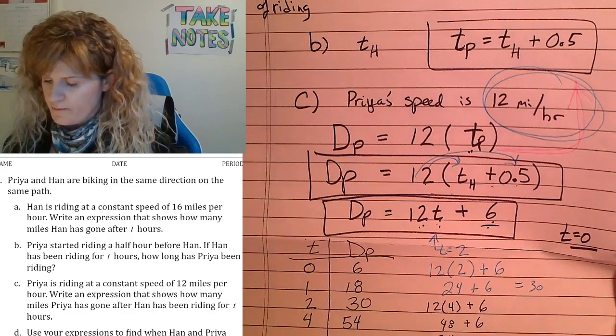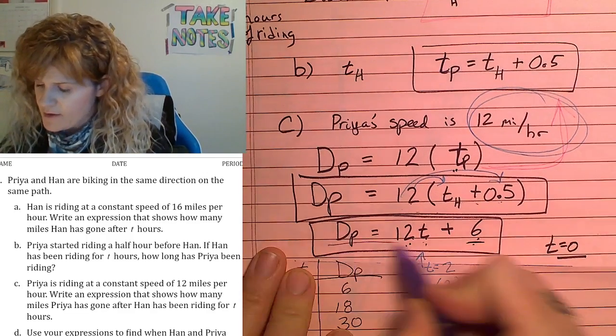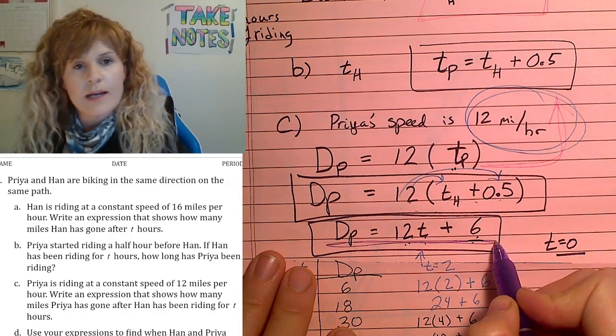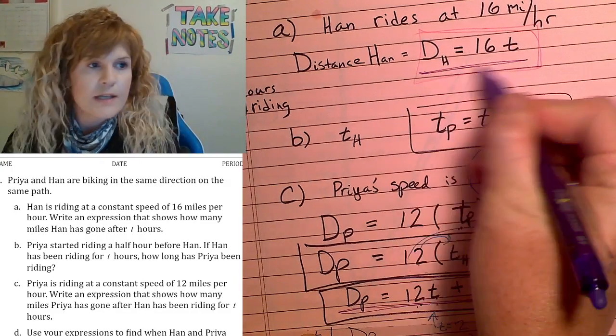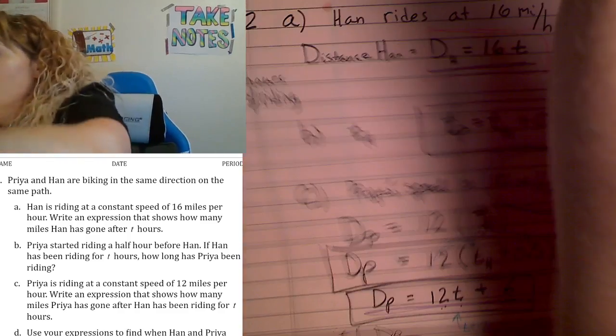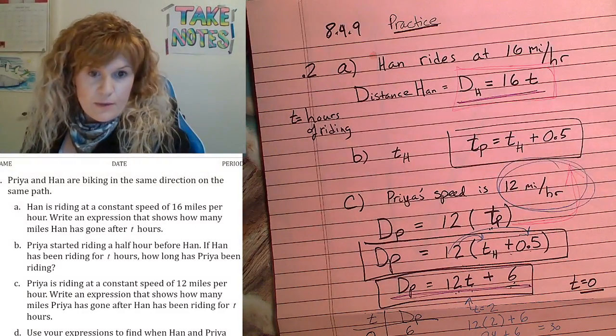Let's get back to work. Okay, so I graphed the distance that Priya has traveled over time, and I graphed the distance that Han has traveled over time. Let me get back to the questions now.